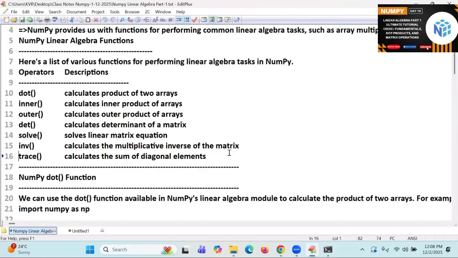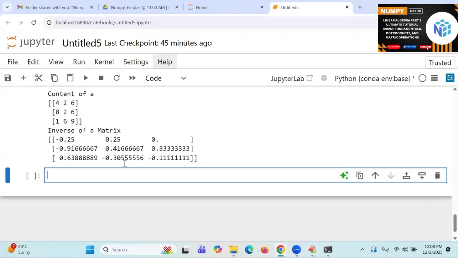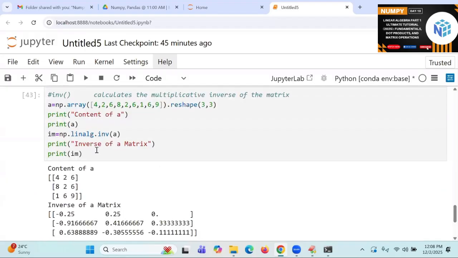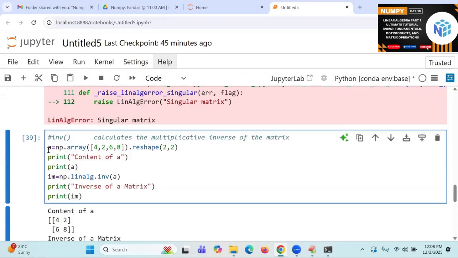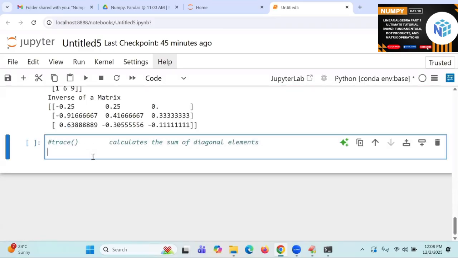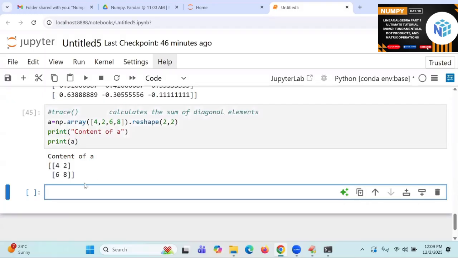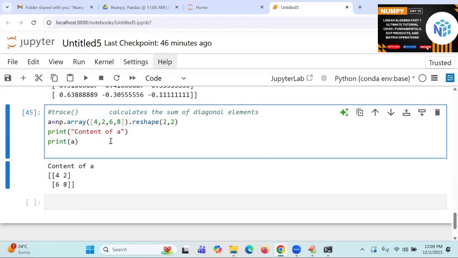Next, I am going to enter the next part. What is next? Trace. Trace is easy: it is the sum of the principal diagonal elements. Take this example, the trace of a 2 by 2 matrix. Trace exists only for which matrix? Square matrix. What is the trace? The sum of the principal diagonal elements. So I am going to write it.